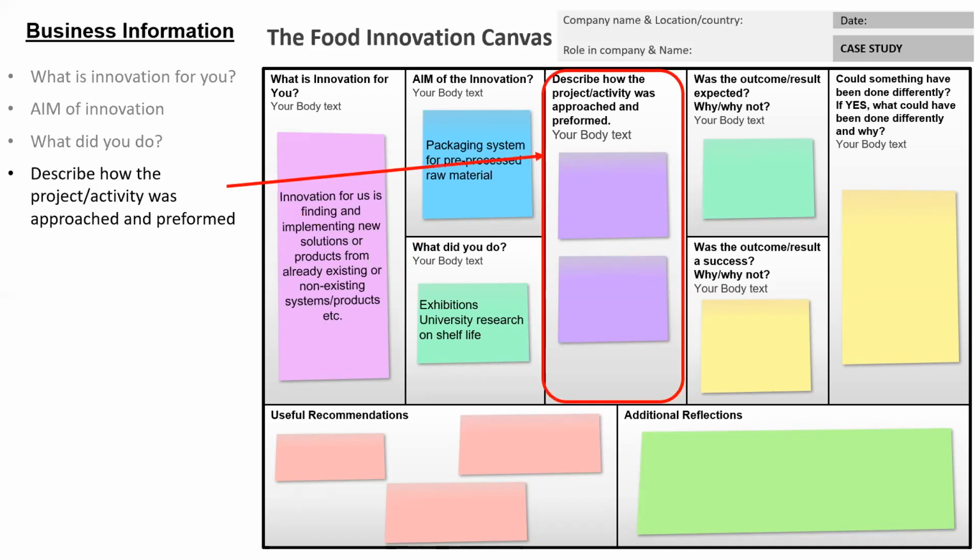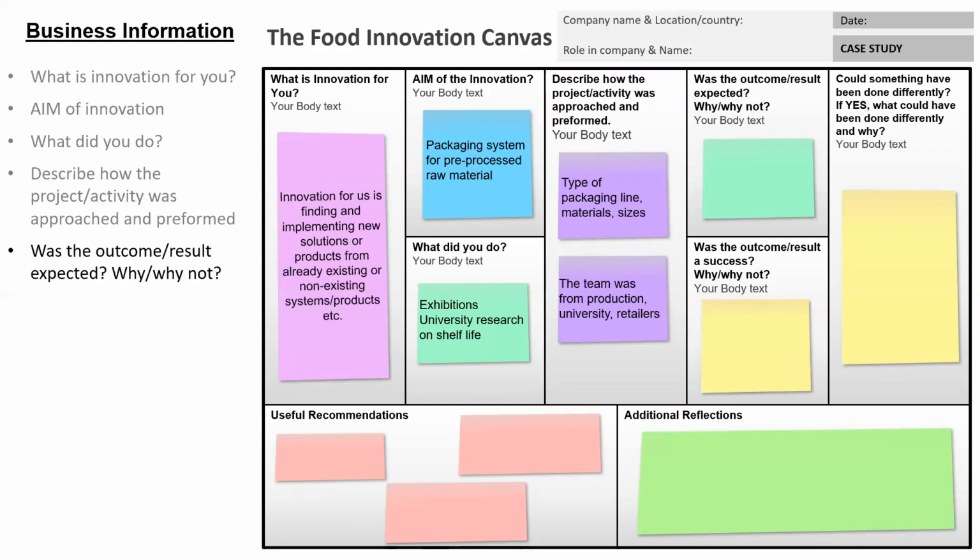In the next box, we want you to describe how the project or the activity was approached and performed, answering the questions: what choices did you have, and what internal and external collaborations, which was the team for your work. In our example company, the choices they had were the type of packaging line, materials, and sizes. And their team consisted of people from production, universities, and retailers.